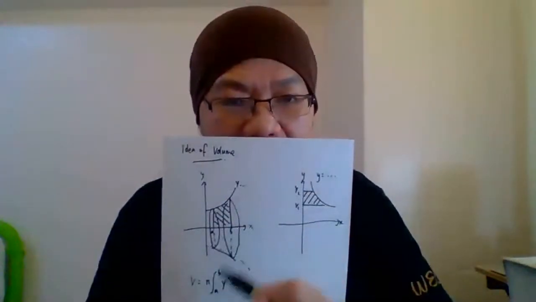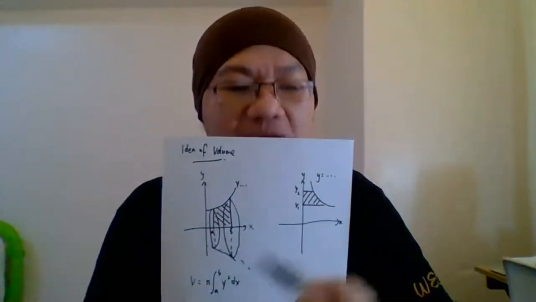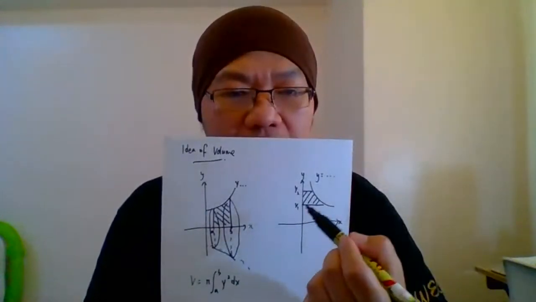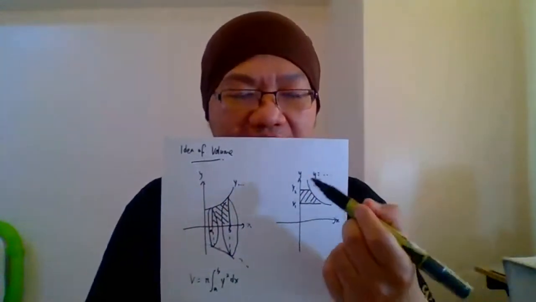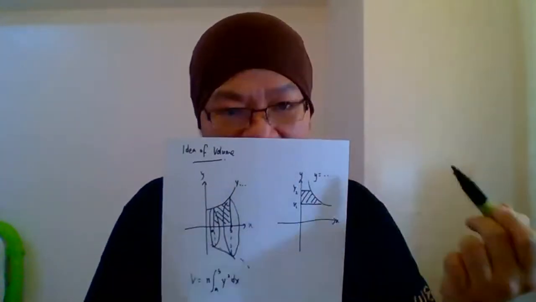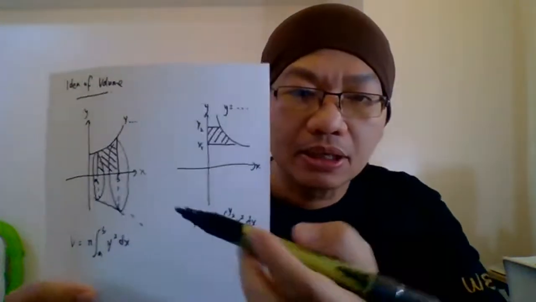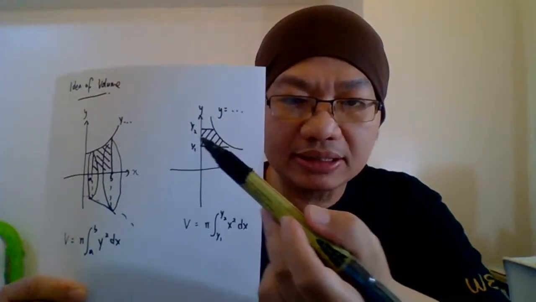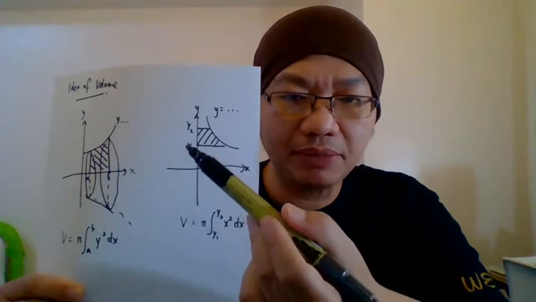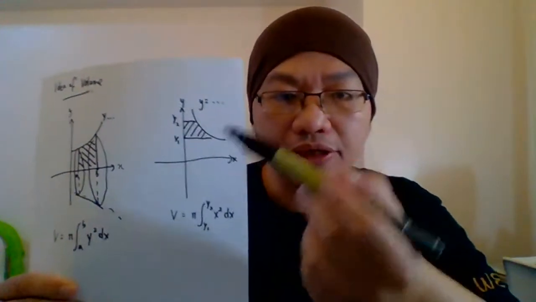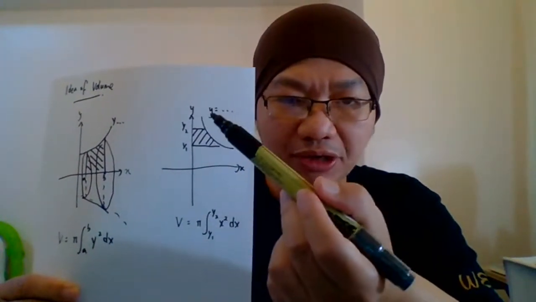This one is x1, x2, because the limits are against the x-axis. But this one, how do we find the volume? Now you see here, the curve equation is given by y equals something. To find the volume against the y-axis, it will be integrate. Number one, make sure you know the y1 and y2 values. Number two, look at your equation, y equals something, right?